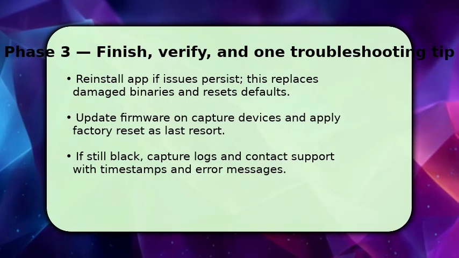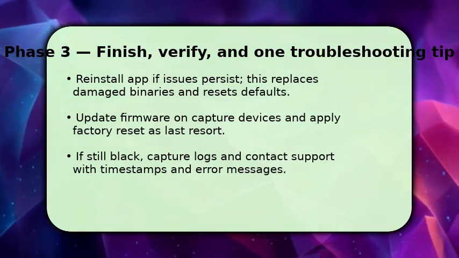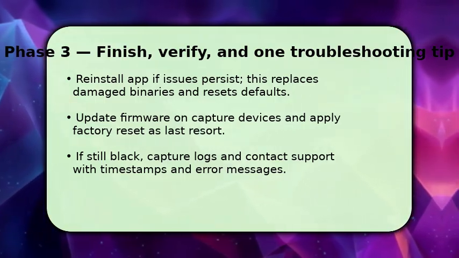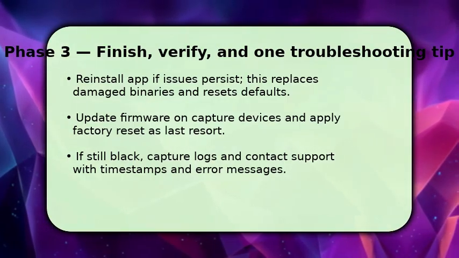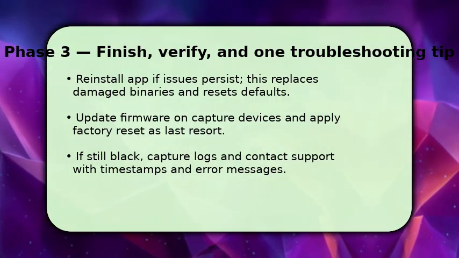You finish by reinstalling the app to replace any damaged binaries and restore default settings, since that eliminates hidden configuration corruption. Make sure to back up scene presets first. Update capture device firmware and only use a factory reset if other steps fail, because resets remove custom profiles.